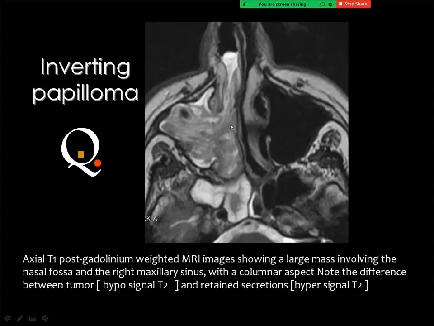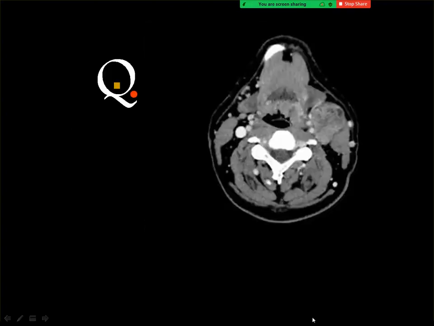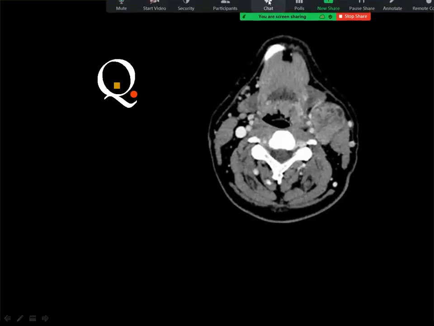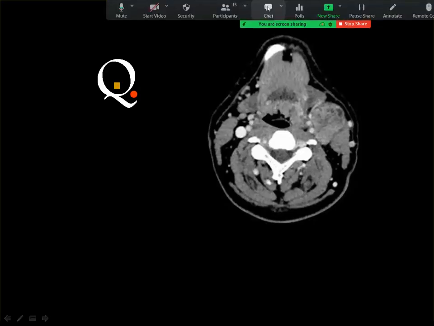And you may see what is known as the cerebriform pattern of the lesion, which is not a constant finding, but whenever you see that the nasal fossa is expanded and the sinus is not enlarged, you think of this. Next case is CT scan of the neck at the level of the submandibular salivary glands.